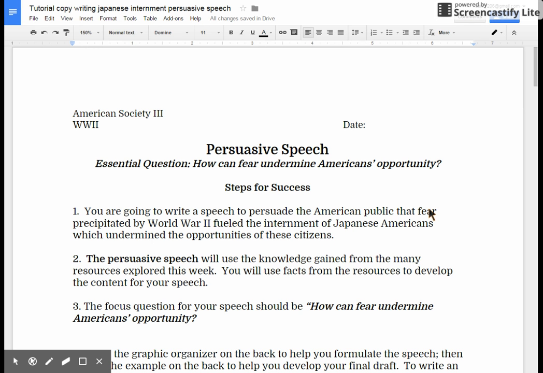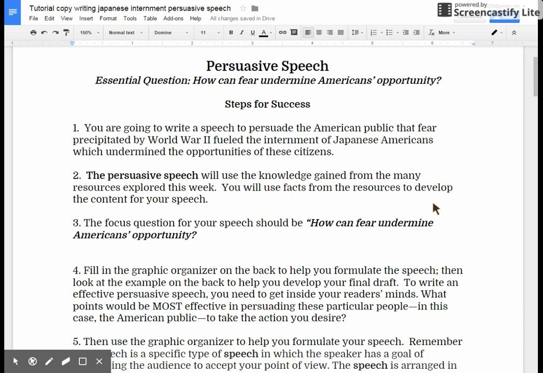Hi guys, I wanted to create a quick tutorial to walk you through the directions for your persuasive speech. A majority of this time will be spent going over the graphic organizer and how to actually set up your speech. The first page that you're looking at below is the setup of directions that you'll actually find in Classroom. So everything that I'm showing you right now, minus the examples that I wrote myself, can be found in Classroom in your directions.